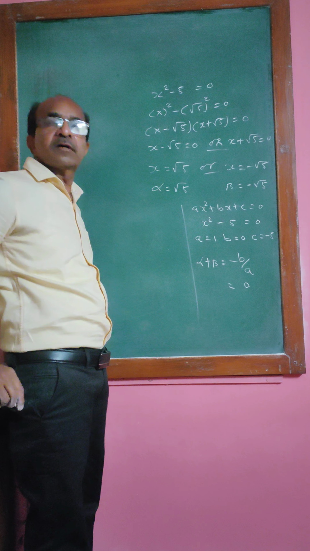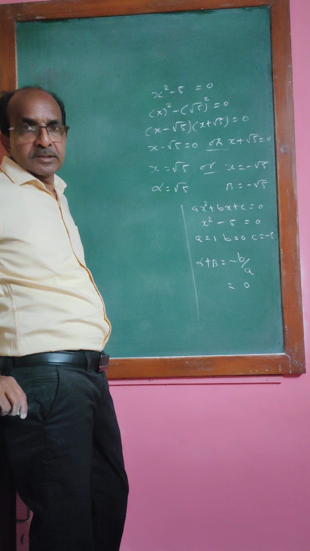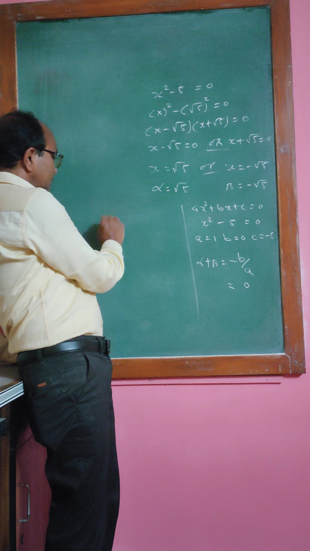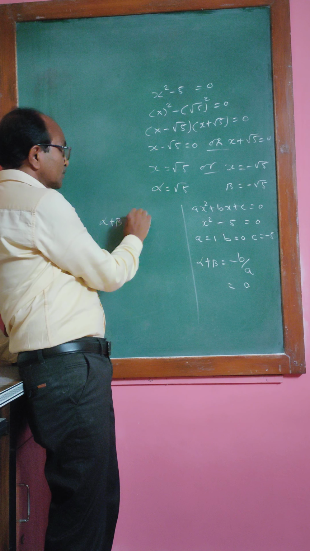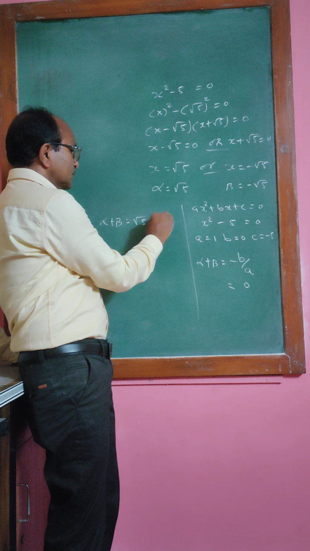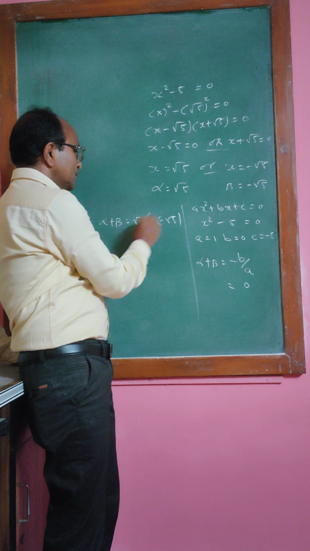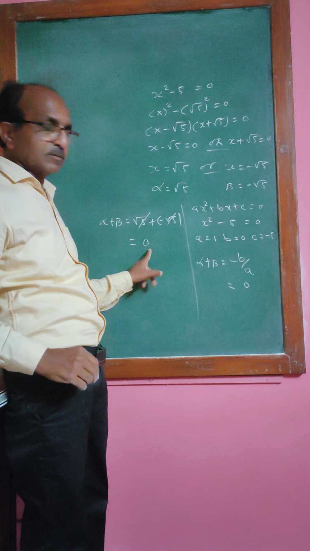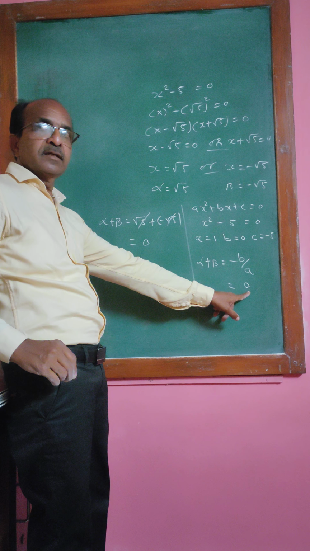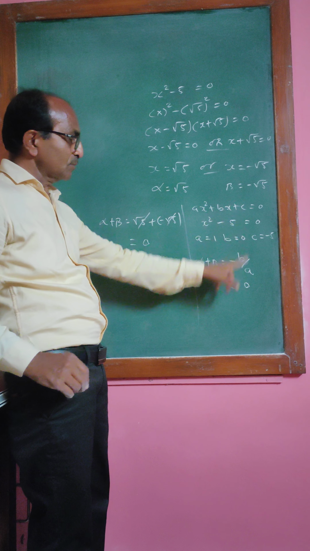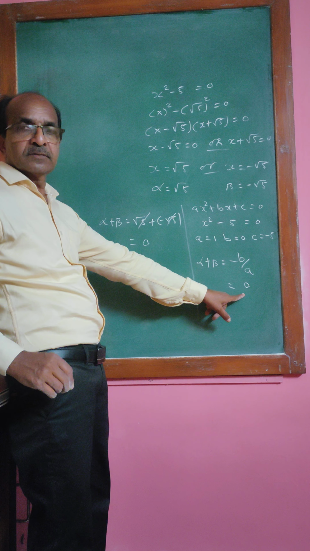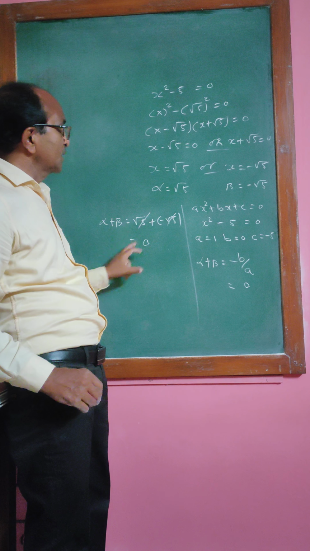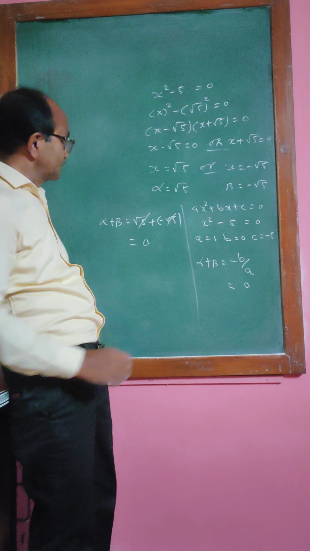According to our answer, alpha plus beta is equal to root 5 plus minus root 5, which cancel, is equal to 0. Alpha plus beta is equal to 0. This is according to our formula and this is as per our calculation.